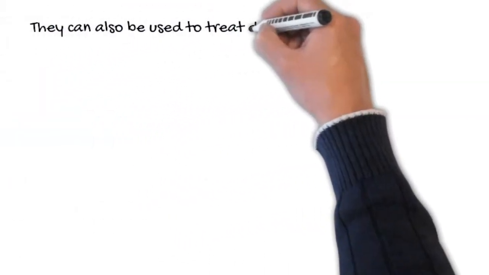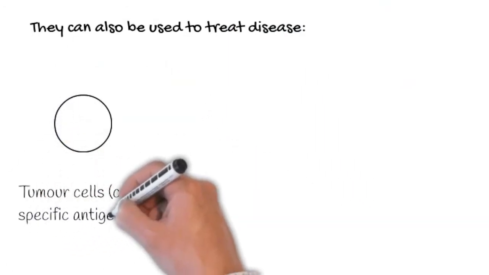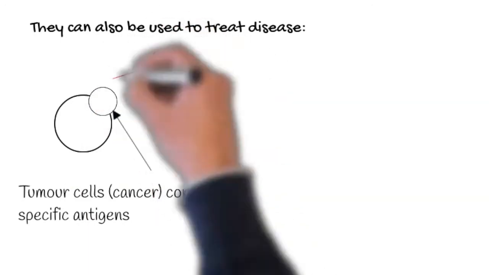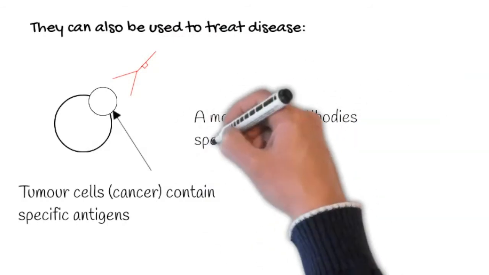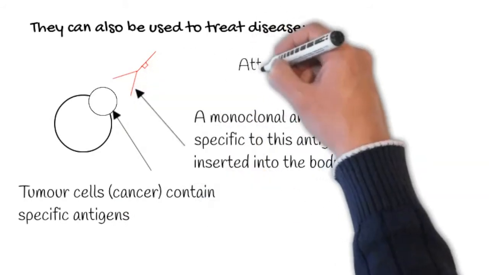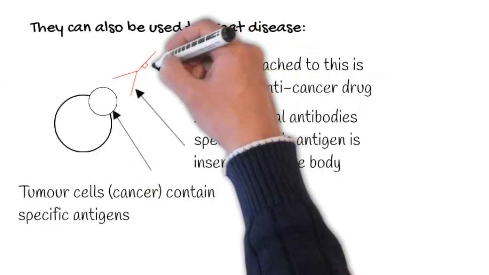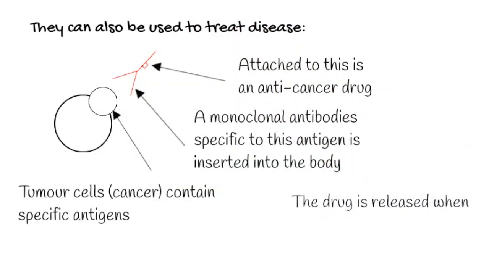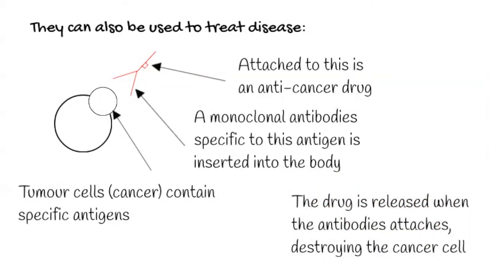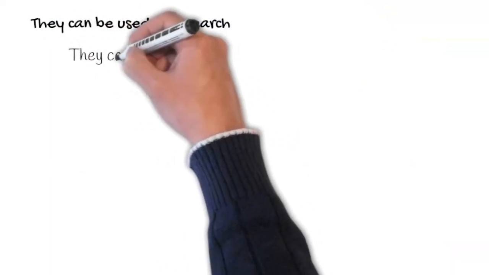They can also be used to treat disease. So here we have a tumour cell or a cancer cell, and it contains a specific antigen that I'm drawing here. A monoclonal antibody specific to this antigen is inserted into the body. Attached to this is an anti-cancer drug, and we can see here this rectangle there. The drug is released when the antibodies attach to the tumour cell, destroying the cancer cell and only the cancer cell.